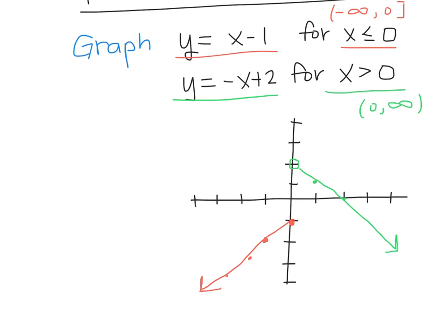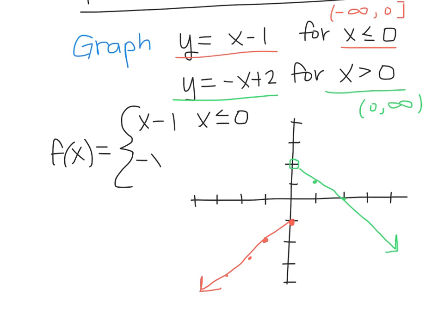Okay, when we have two equations for two separate intervals of x and we combine them into a single function, that is what we call a piecewise function. We'll call it f of x, but here we're going to have this brace, and it says that we are defining it as x minus 1 for x values that are less than or equal to 0, and we're defining it as negative x plus 2 for values of x that are greater than 0. So that is what a piecewise function is: a function that has two equations or more than two equations, and the equations that we choose are based on the values of x.